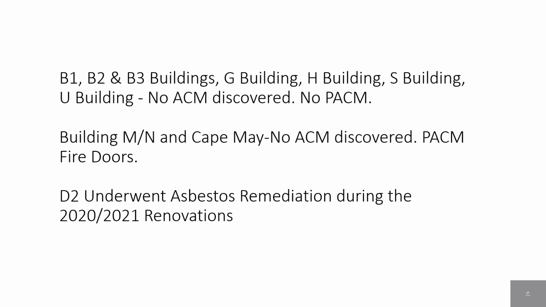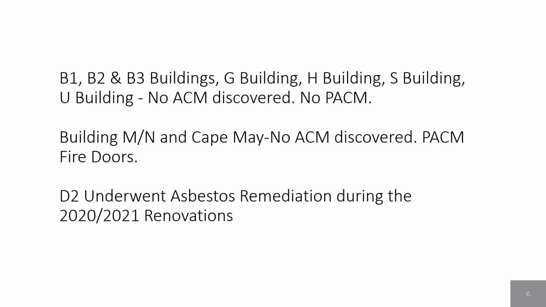Again, in buildings B1, 2, and 3, G building, H building, S building, and U building, no ACM was discovered. There was no asbestos at all, 1% or lower, in any materials, and there was no presumed asbestos-containing material.